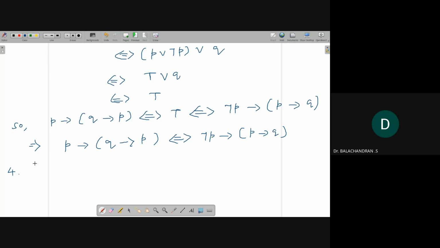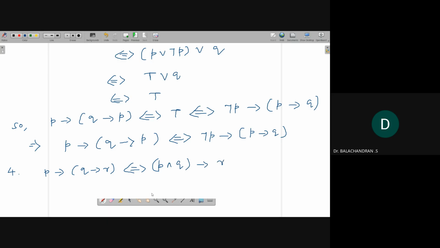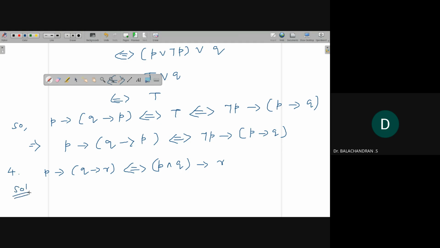Okay. So prove that (p implies (q implies r)) is equivalent to ((p and q) implies r). Solution. So I'll take the left hand side.